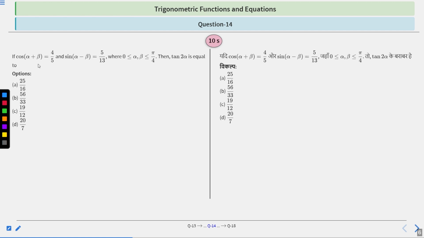See, cos of alpha plus beta is 4 by 5. Therefore, we can find alpha plus beta, that is cos inverse 4 by 5. And we can find alpha minus beta, sin inverse 5 by 13. Therefore, we got alpha plus beta and alpha minus beta. Now we can add this alpha plus beta and alpha minus beta to get the value of 2 alpha, right? 2 alpha, and also we will add the right hand side. And after that, we can apply tan both sides. Right? And after further simplification, we will easily get the answer. Okay? So you have 10 seconds to solve or think about this question. After 10 seconds, we will discuss the solution.